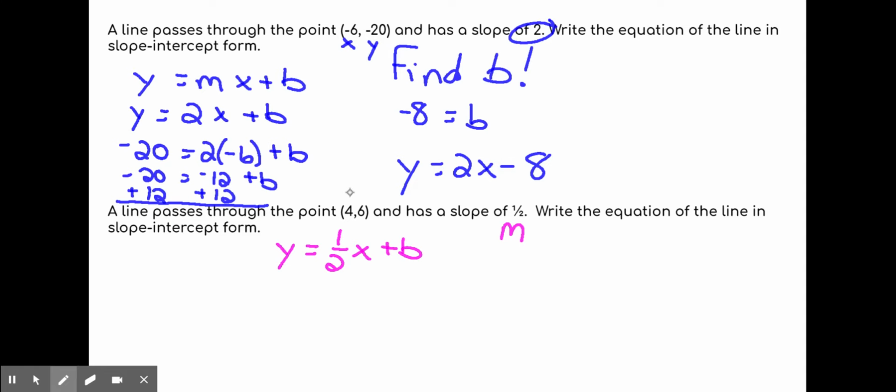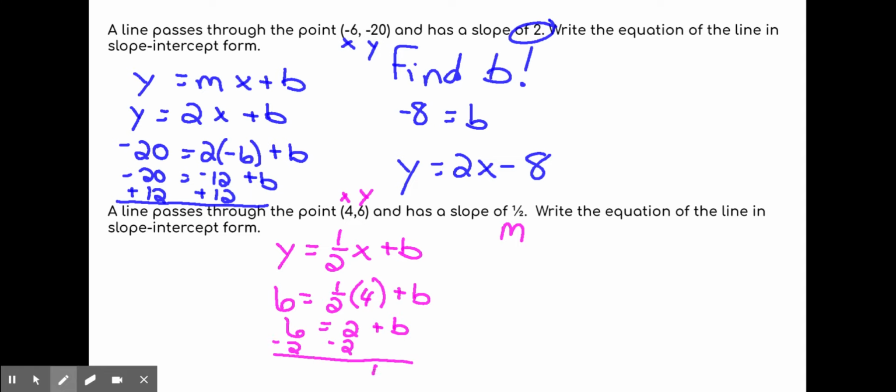Okay, they also gave me a point. The x-coordinate of that point is 4, the y-coordinate is 6. So I'm going to say 6 equals 1/2, the x-coordinate is 4, plus b. Now I just solve. So 6 equals half of 4 is 2, plus b. I'm trying to isolate b, so I'm going to subtract 2 from both sides. And b is 4. Okay, so b is 4, m is 1/2. So the equation for any point on this line is y equals 1/2 x plus 4. And we're done.